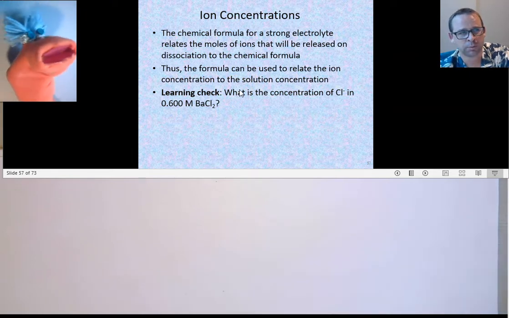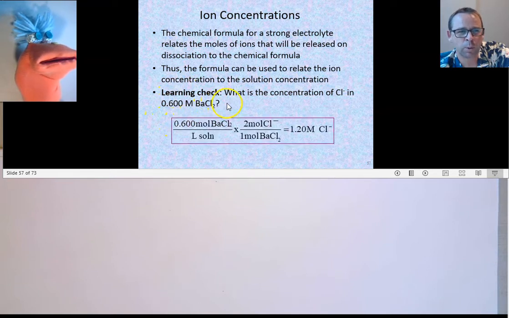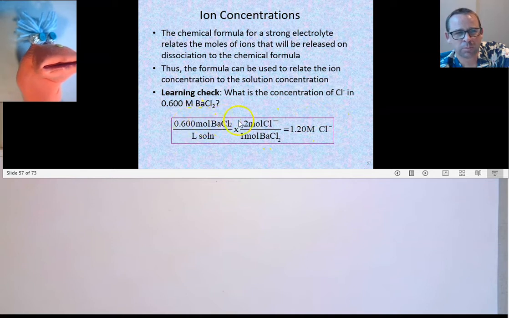Oh, yeah, you told me that before. Yeah. So if I have 0.6 molar barium chloride placed into solution, what I end up having is 1.2 molar chloride ions, because for every mole of barium chloride, there are 2 moles of chloride ion.